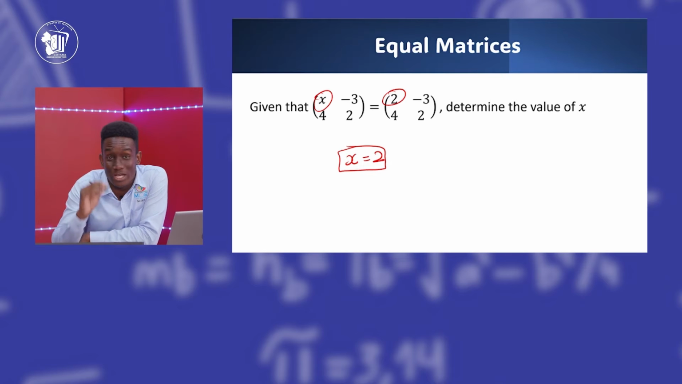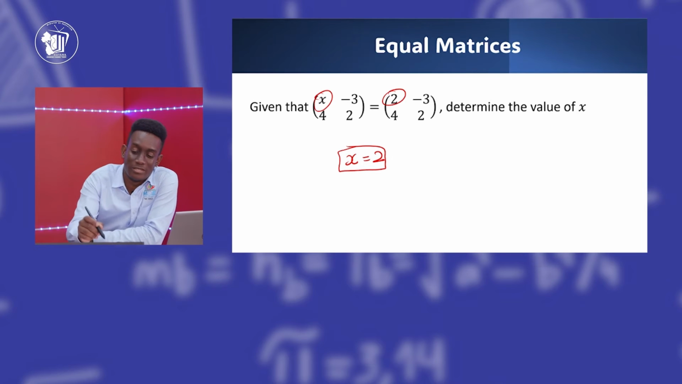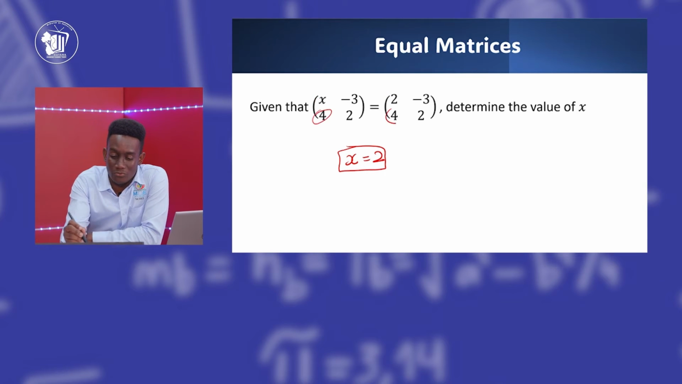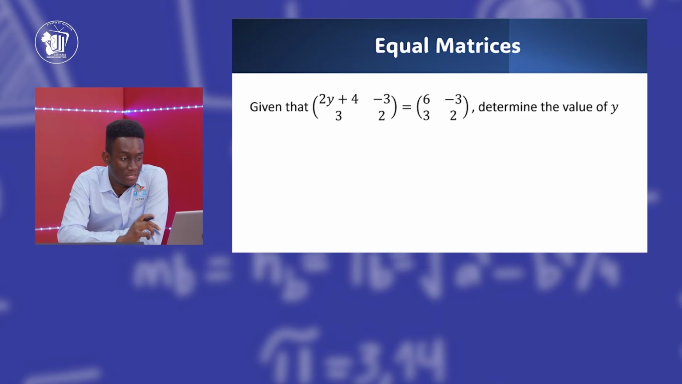So the value of x is simply equal to 2 because these matrices are equal, and x and 2 are in the same position. We can see 4 is equal to 4, 2 is equal to 2, negative 3 is equal to negative 3. Hence the corresponding elements are equal, so x will be equal to 2. That is a simple example. So let's take it up a bit.